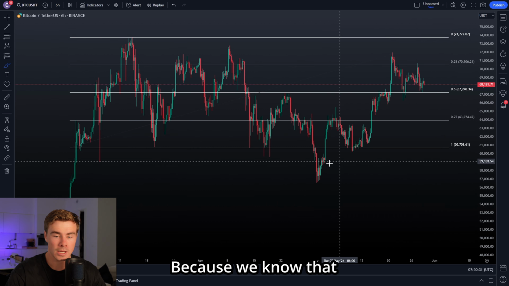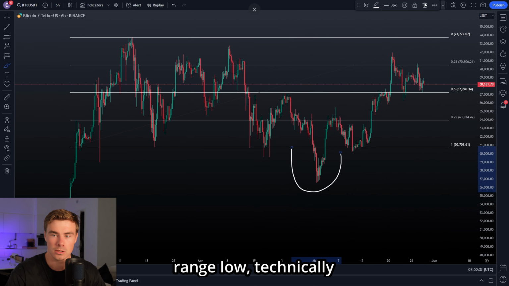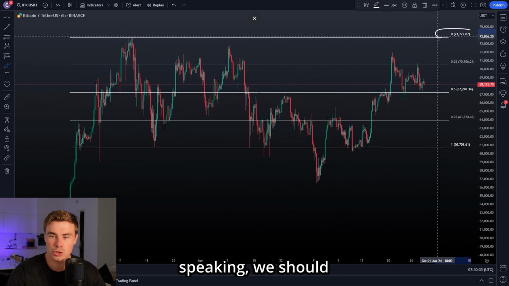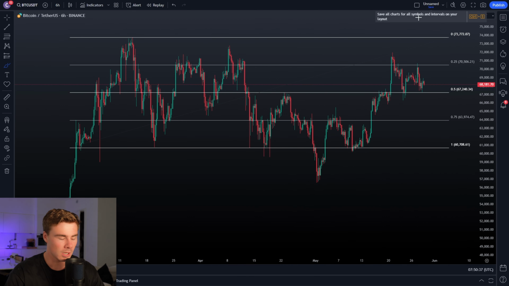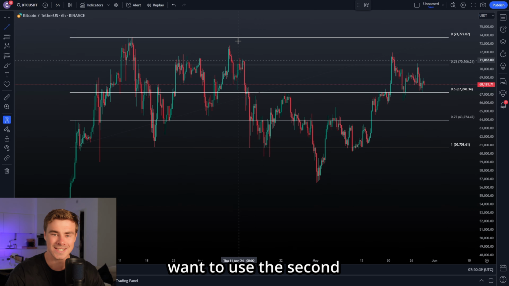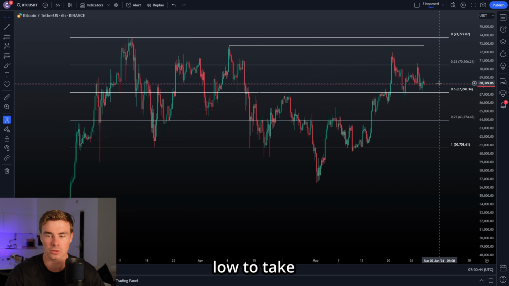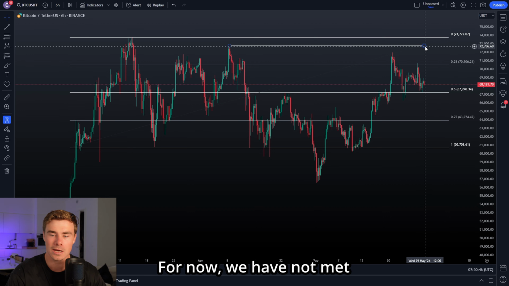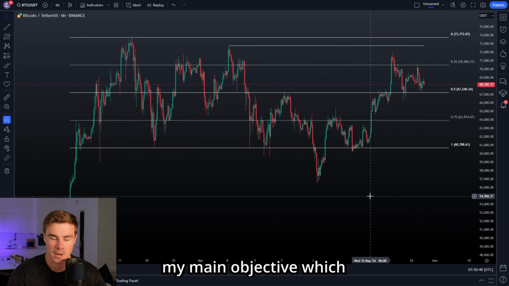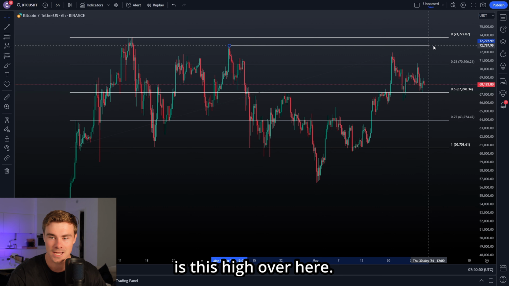Because guys, we know that after a deviation of the range low, technically speaking, we should be visiting the range high liquidity pool. Now, I always want to use the second to highest high to take profit on my longs and the second to lowest low to take profit on my shorts. So for now, we have not met my main objective, which is this high over here.